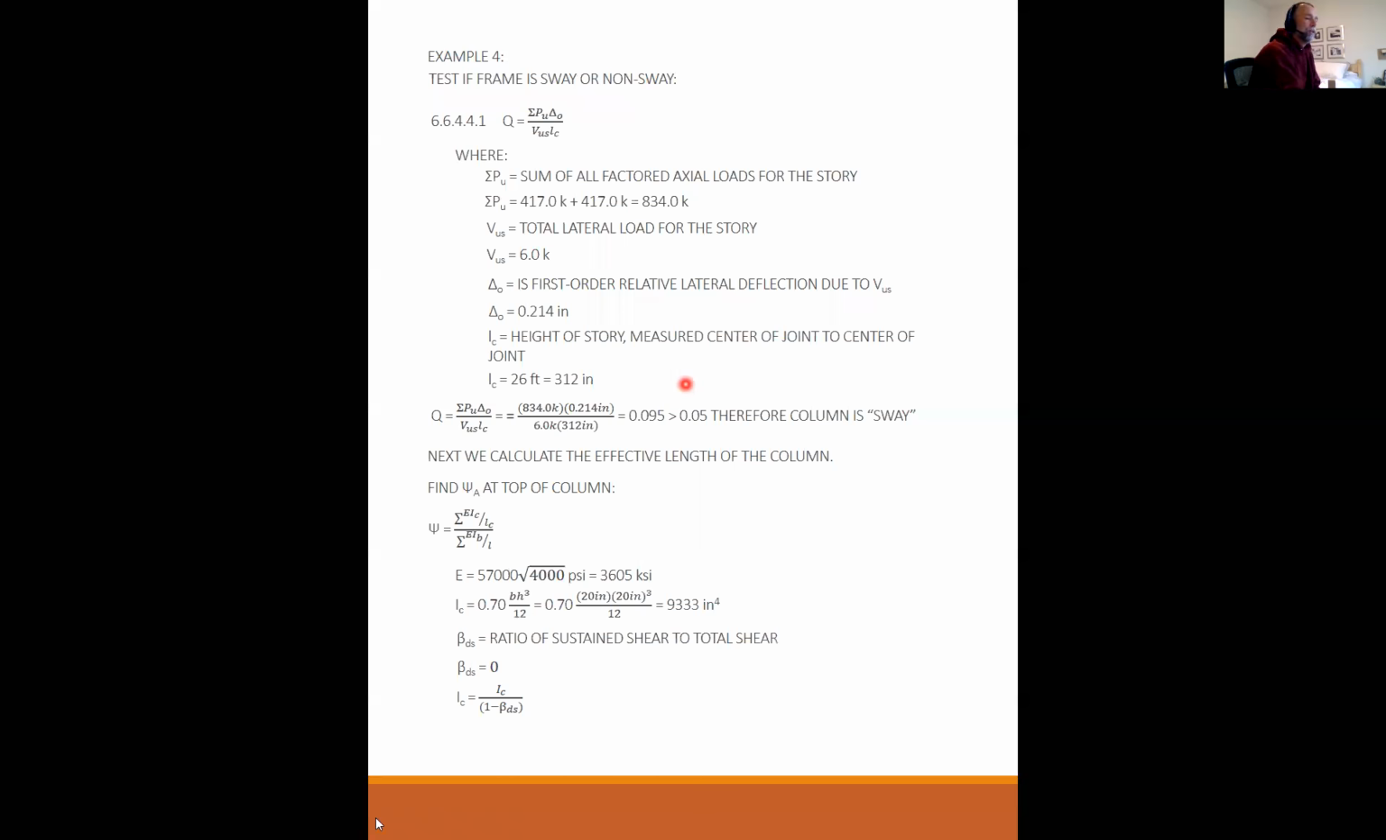Okay, so Ie is equal to Ic over 1 minus beta ds, but beta ds in this case is 0. So my effective moment of inertia is still 93.33 inches to the 4th, and my effective length of the column is 312 inches. And the moment of inertia of the beam is 35%, as we did before. So we got the same numbers here, 27,216. The beam is 27 feet long, or 324 inches. So psi A is 0.356, very similar to what we had before.